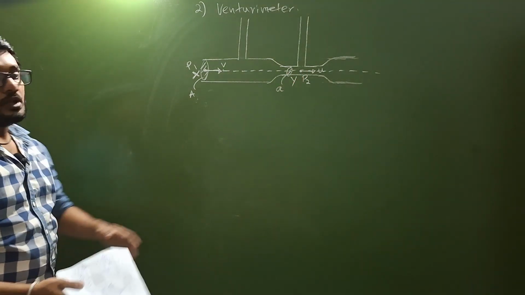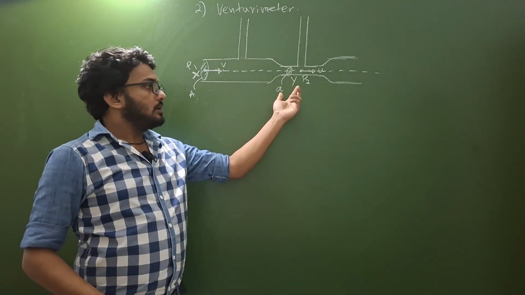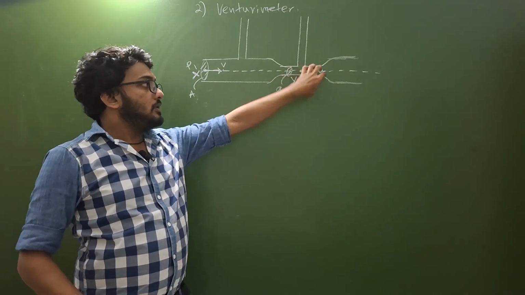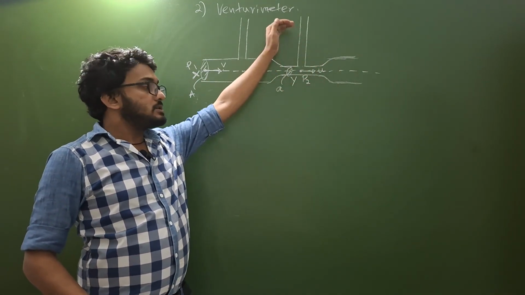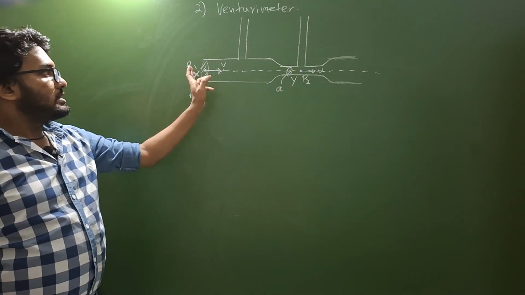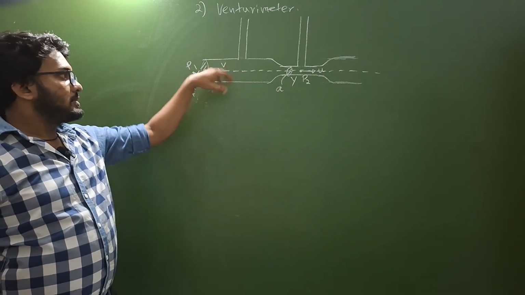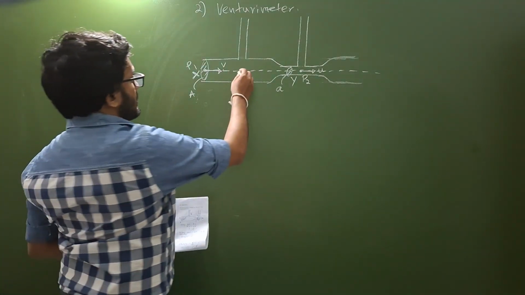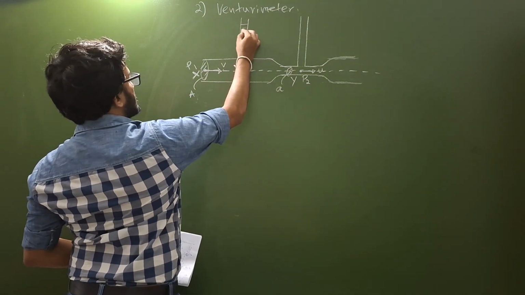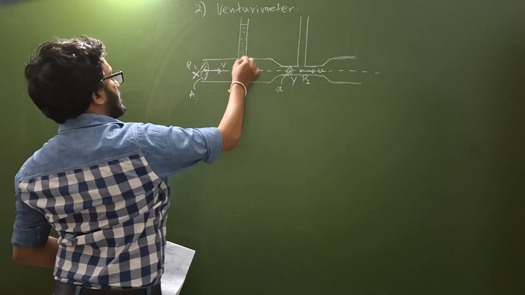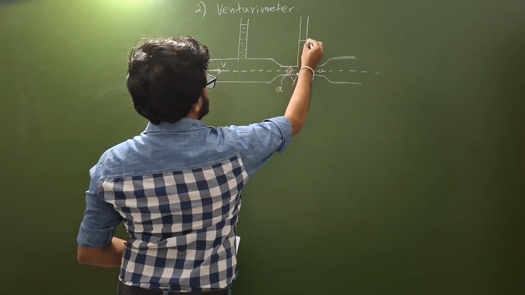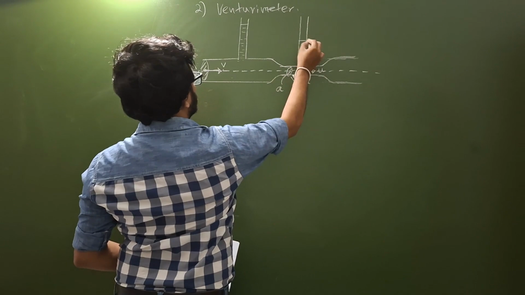Now we know simple A is smaller in area, so velocity should be high. If the velocity is high, pressure is low. At this place the pressure is small. When we consider this tube, velocity is small, so pressure is high. Therefore the liquid in this tube will rise up to a height like this, but in this tube it won't rise to the same height.